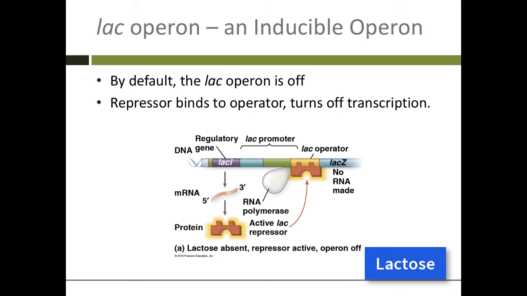When there is no lactose in the cell, you don't want to waste resources making all those enzymes. It's wasteful. So the lac operon is inducible. Normally, it's off. In an inducible operon, a repressor protein binds to the operator site. This creates a roadblock where RNA polymerase cannot get by to begin transcription. No transcription, no translation, no protein, no enzymes.